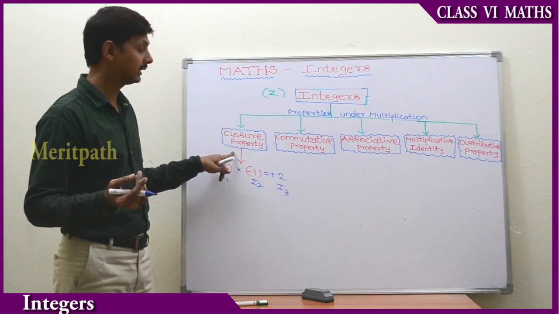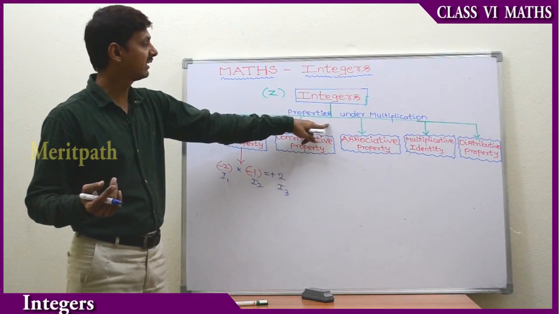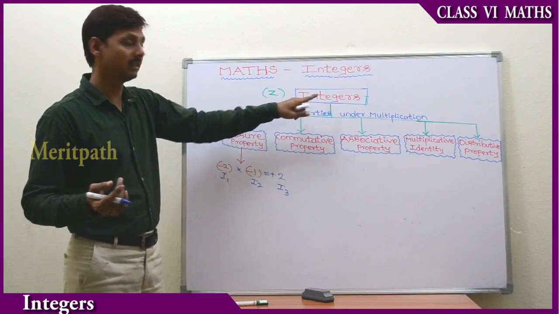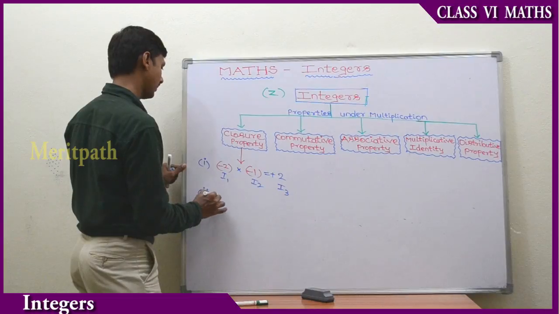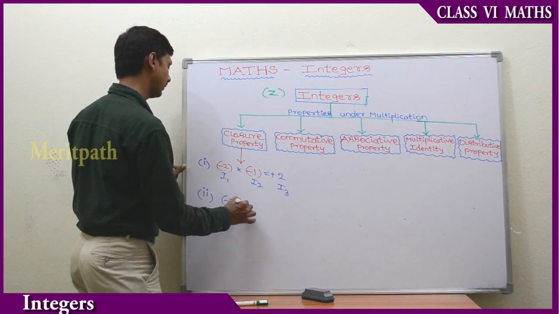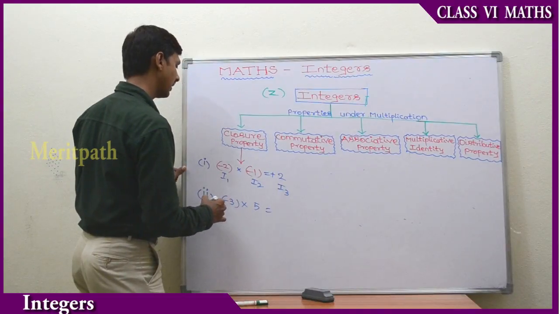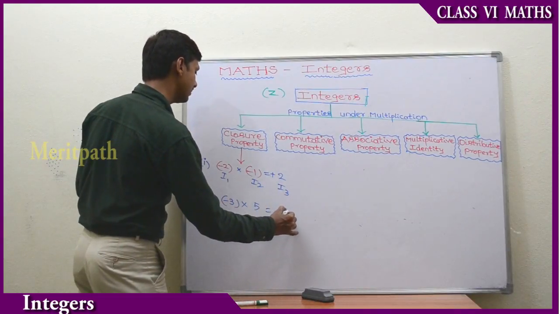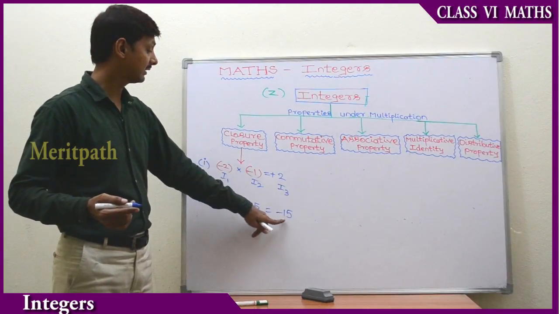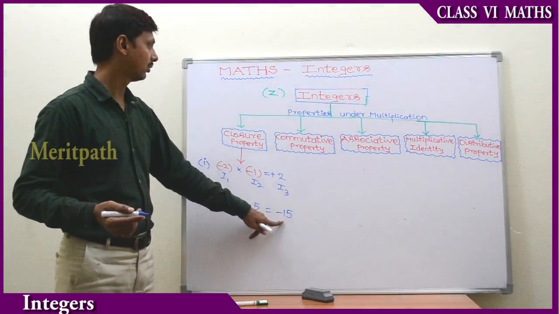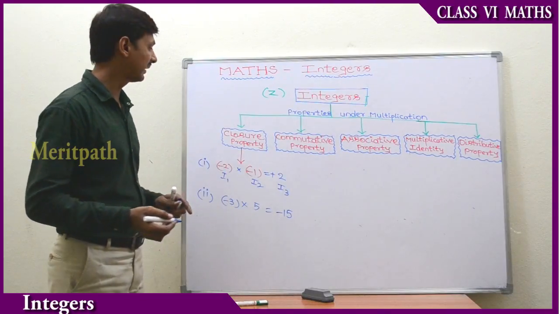So the closure property of multiplication over integers is applicable. Let's take another example, minus 3 into 5. Minus 3 into 5 is minus 15. So we have taken two integers and multiplied, and we got an integer. Minus 15 is also an integer. So the closure property of multiplication over integers is applicable.